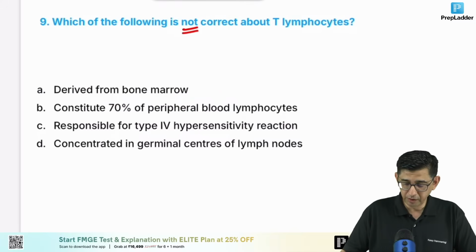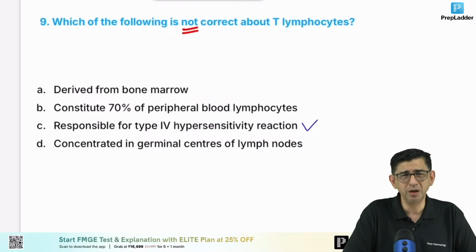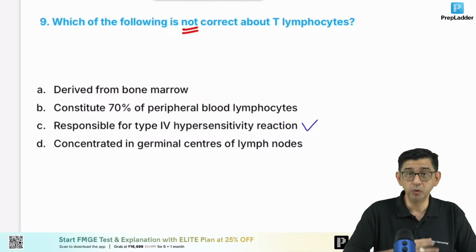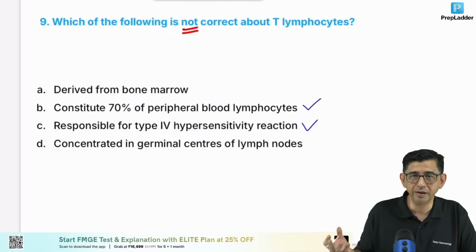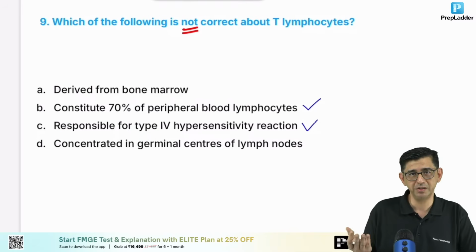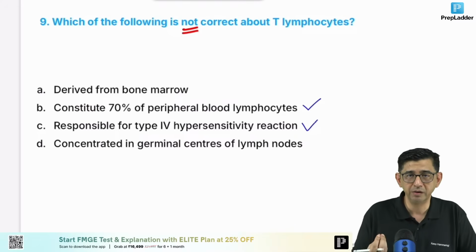T lymphocytes are for type 4 hypersensitivity. That I know, that is okay. They constitute a large amount of peripheral blood cells. We need more killer cells than the B cells, so that also makes sense. We need to kill the bad guys, so they have to be like tough guys in the bloodstream. So it makes sense. Between A versus D, T lymphocytes, where are they produced?